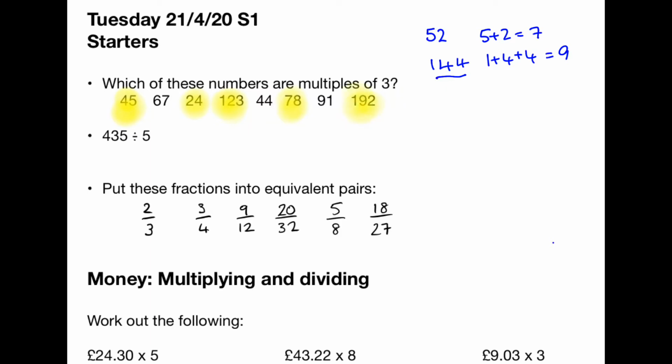Okay, so the highlighted numbers there are the ones that are multiples of 3. Okay, next question. 435 divided by 5. If you know what you're doing, pause the video and get on with it.